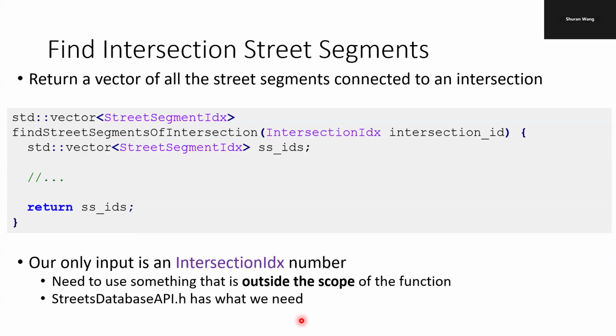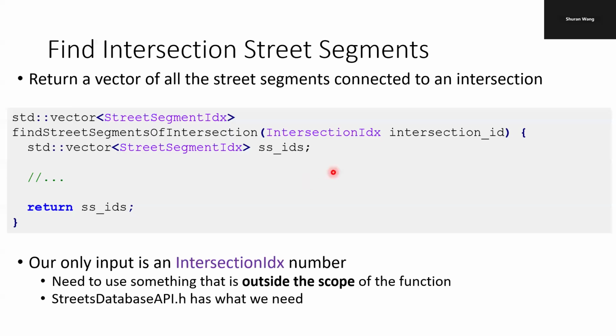Now let's implement that example function. In m1.h, it says this function returns a vector of all the street segments connected to an intersection. So it returns a vector of street segment IDs. It takes in as a parameter the intersection index of the intersection. And you'll need to return a vector with all of the street segments connected to it, with street segment IDs.